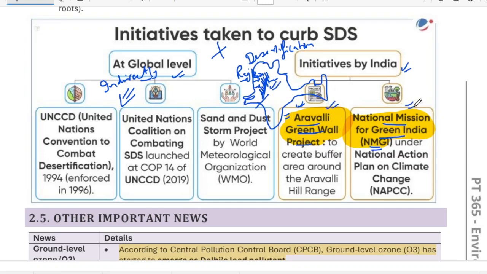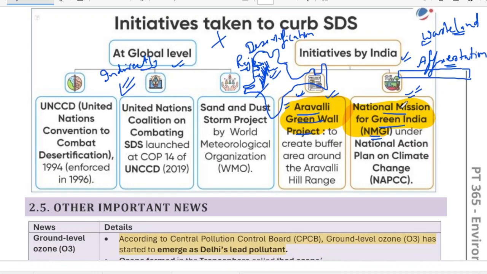So this is our Aravali Green Wall project. And what is the National Mission for Green India? It is a national mission of India which deals with afforestation of all the areas which are either deforested or wastelands. This whole thing is being done under the National Mission for Green India, NMGI.